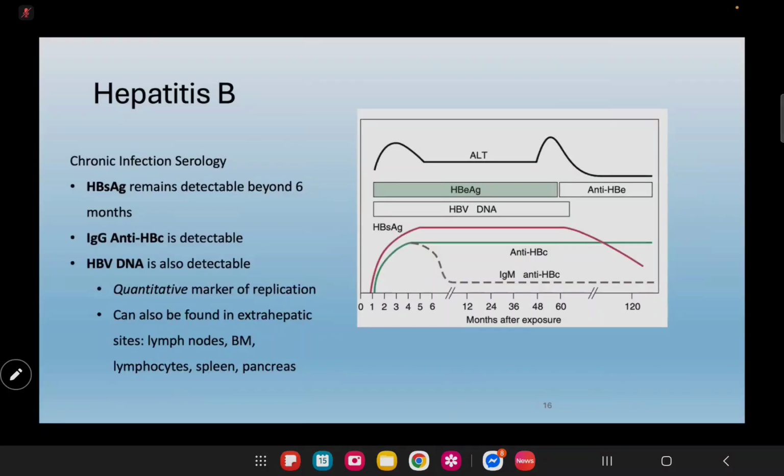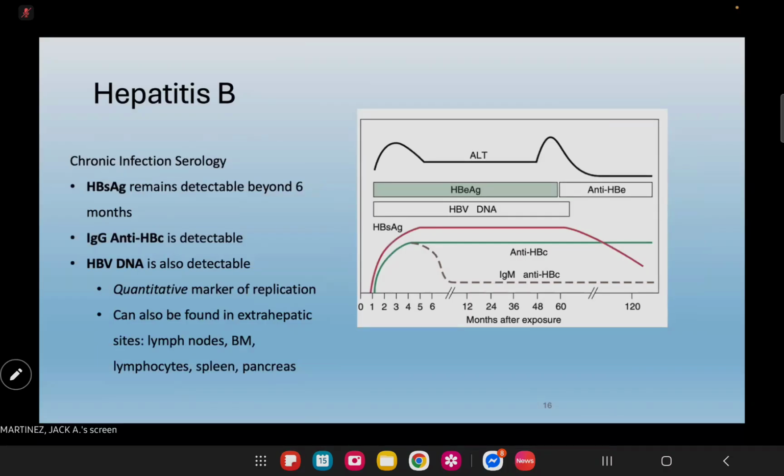So we said earlier that if the surface antigen remains detectable for more than 6 months, it is already a chronic hepatitis B infection. IgG anti-HBc is also present if it is a chronic infection. And also, HBV DNA can be detected in the serum. The HBV DNA is a quantitative marker of viral replication.